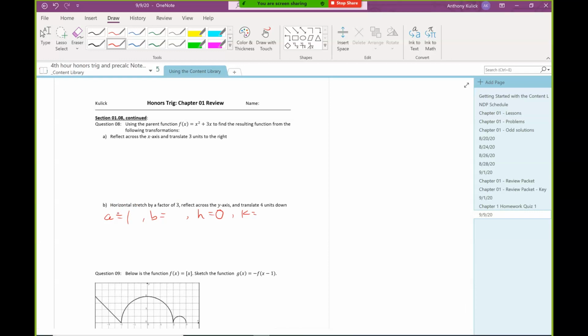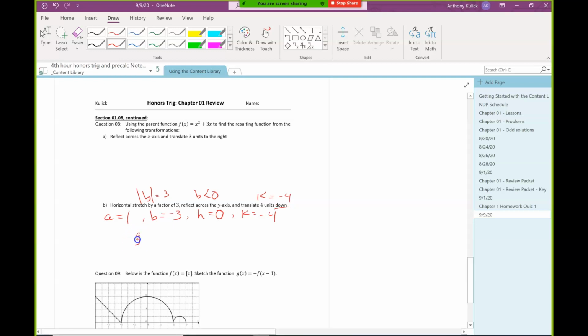So are you okay there? Okay. So the reflect across the y tells me that B has to be negative, and the horizontal stretch by a factor of 3 tells me the magnitude of B should be 3, so B is negative 3. Okay with that? And the translate down 4 units tells me that the down part tells me K is negative, and the 4 units tells me it's negative 4. Good with that?